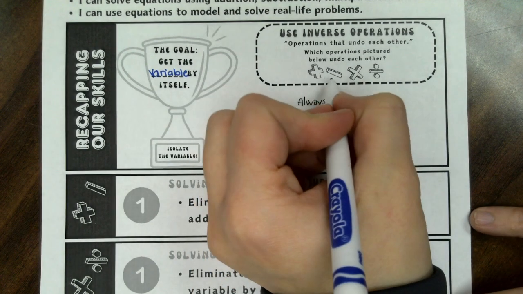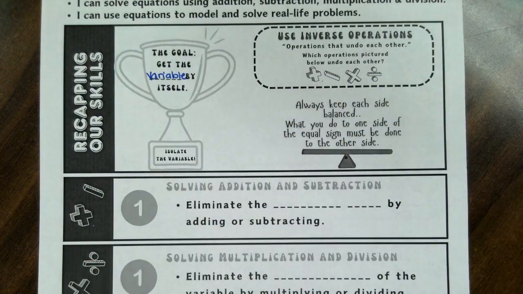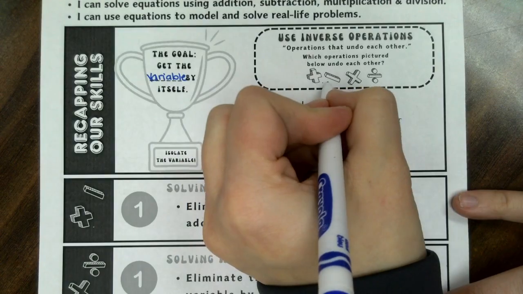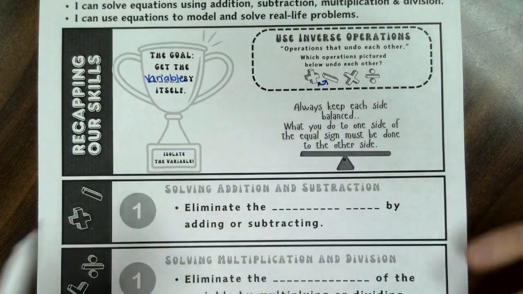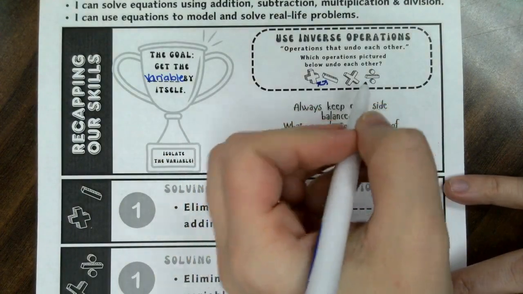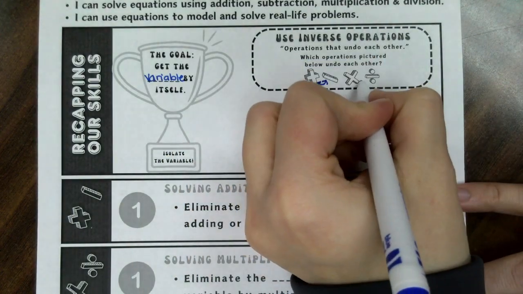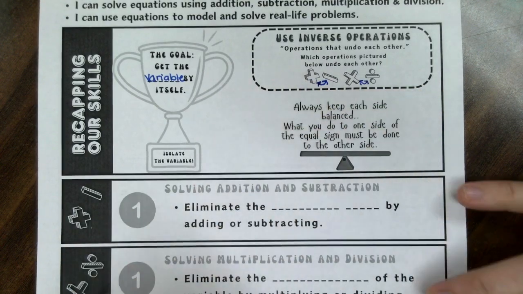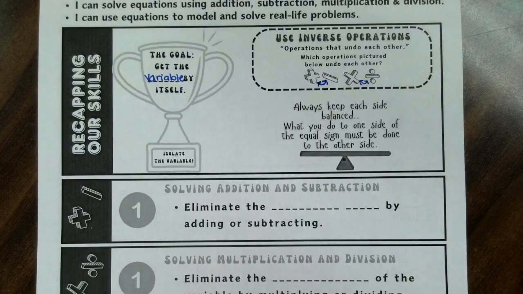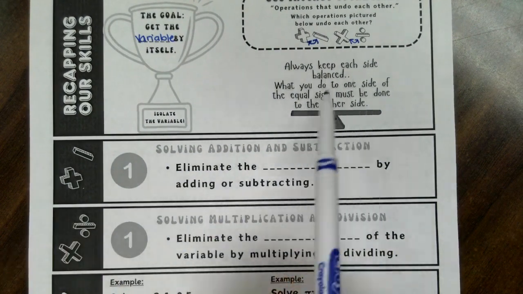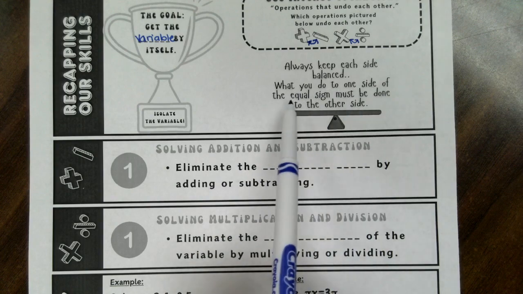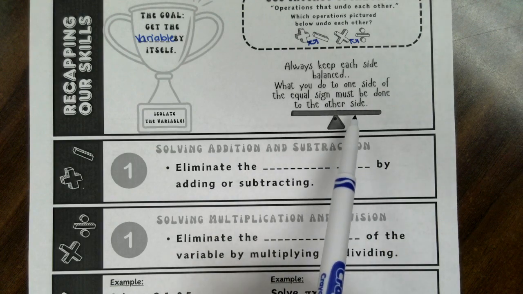So I know that if I have addition, the only way to get rid of it, which means to get it to 0, is to subtract. And if I have subtraction, the only way to get rid of it is to add whatever that number is, right? And with multiplication, to get it to 0, I would have to divide that number. And if I'm dividing already, to get that to 0, I would have to multiply that number. So here is a little note for you. Always keep each side balanced. What you do to one side of the equal sign must be done to the other side.